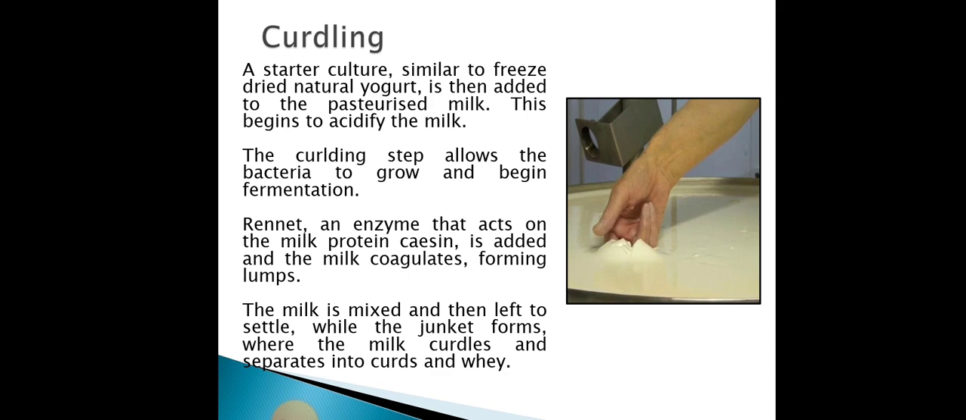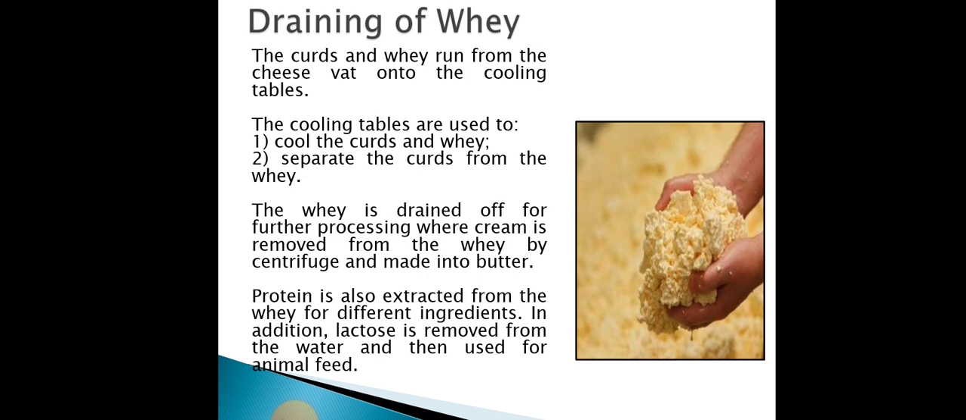After that, the milk is mixed and then left to settle while the junket forms, where the milk curdles and separates into the curd and whey. That is, the solid curd is the solid portion, and the whey is the liquid portion. Now the next process is the separation of the liquid portion from the solid, that is the draining of the whey. The curds and the whey run from the cheese vat onto the cooling tables. These cooling tables are utilized to cool the curds and the whey, and to separate the whey from the curd.